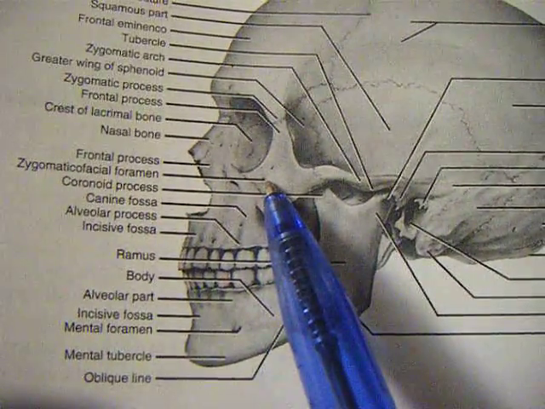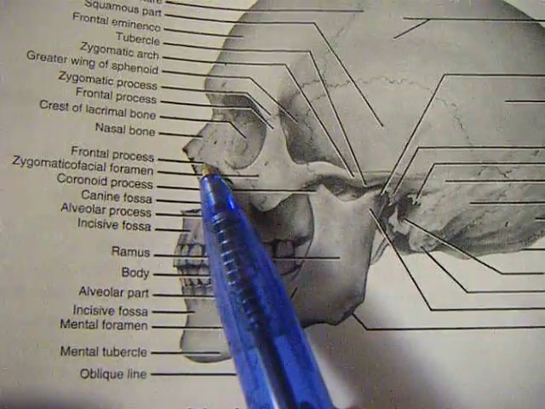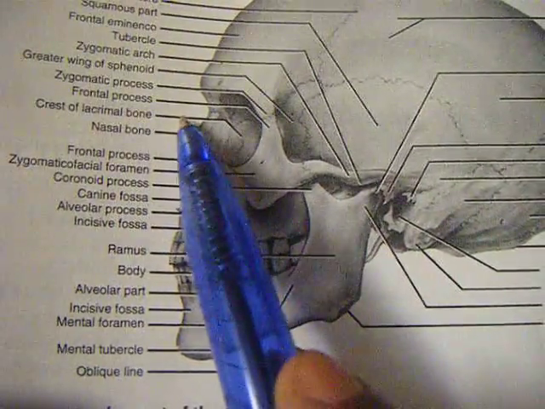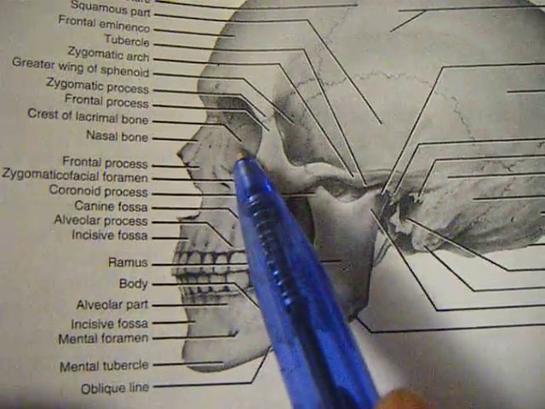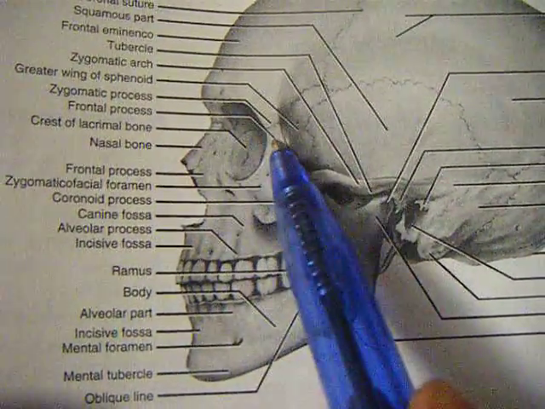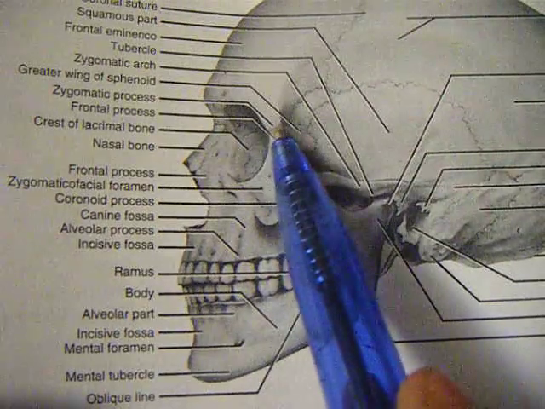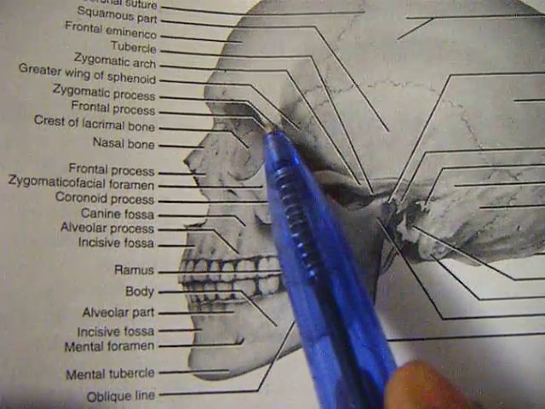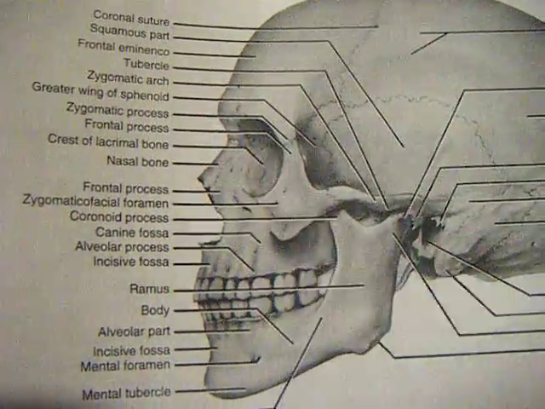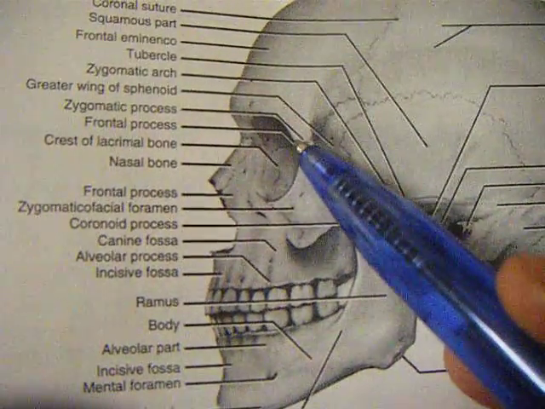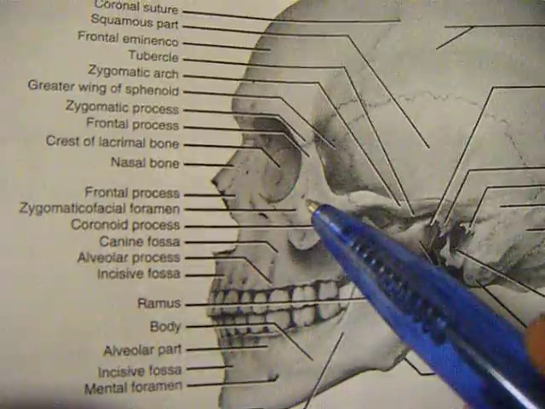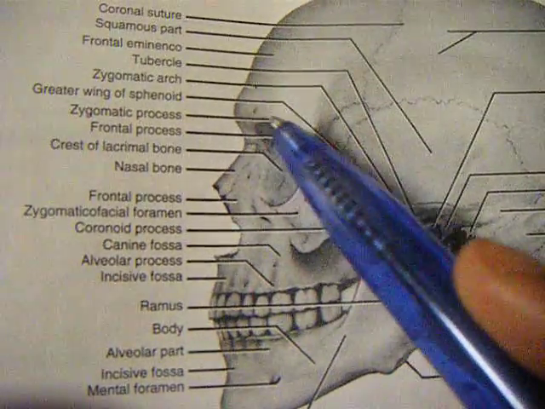This is the zygomaticofacial foramen, frontal process, nasal bone. This is the crest of the lacrimal bone, frontal process. And this is your zygomatic process. You can see the suture here. So this is the frontal process and this is your zygomatic process.